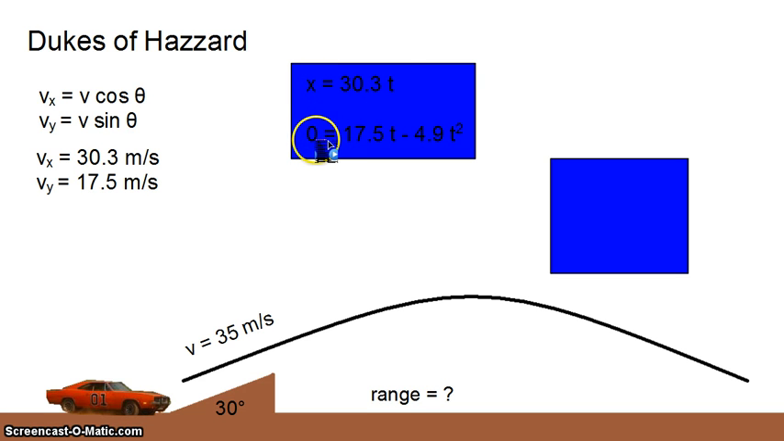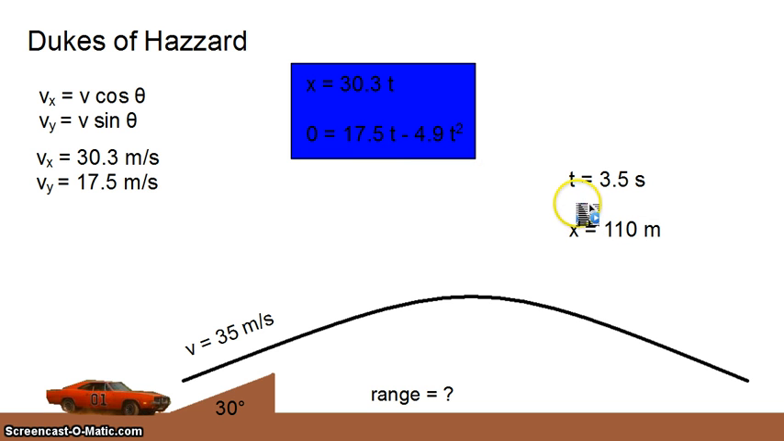For the y equation, we get that 0 equals 17.5t minus 4.9t squared. And even though t appears twice, it's the same variable, so I have one equation, one unknown. I can solve the second equation using some algebra by factoring out a t and setting one t equal to 0 and then solving for the other. And I get t is equal to 3.5 seconds and x is equal to 110 meters once I put 3.5 seconds back in.